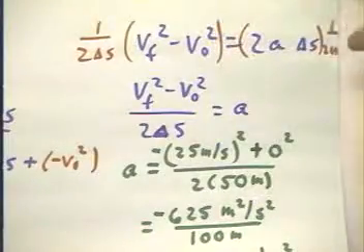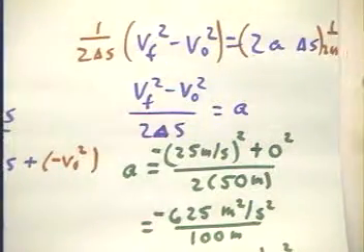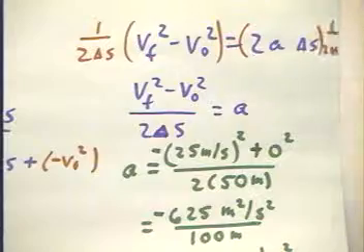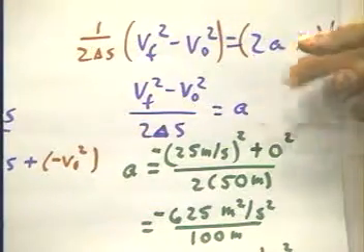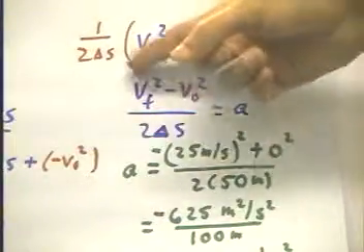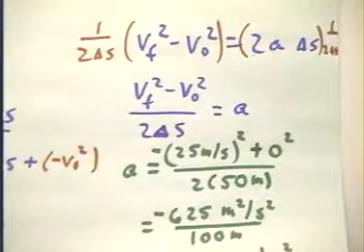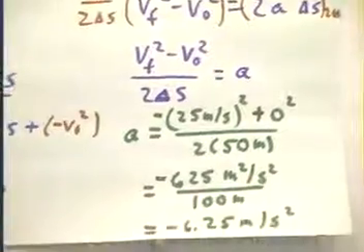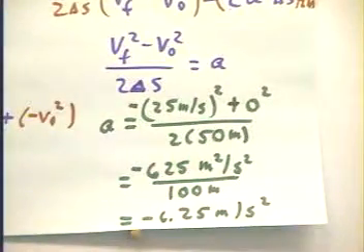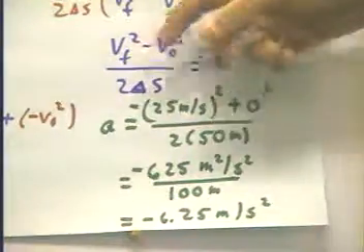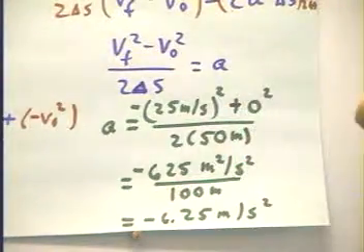And having done that, the 2 delta S in the denominator here will divide into the 2 delta S in the numerator, give us 1, and 1 times A is just A. And over here, of course, we're going to have VF squared minus V0 squared over 2 delta S. If we then put our information into the equation that we've obtained, we easily get our acceleration.